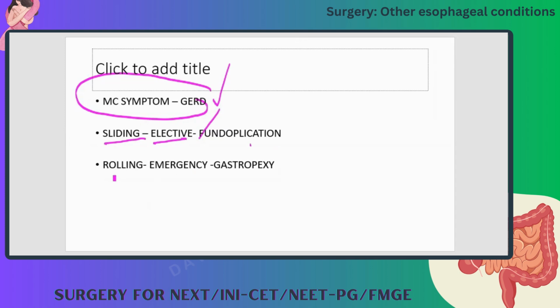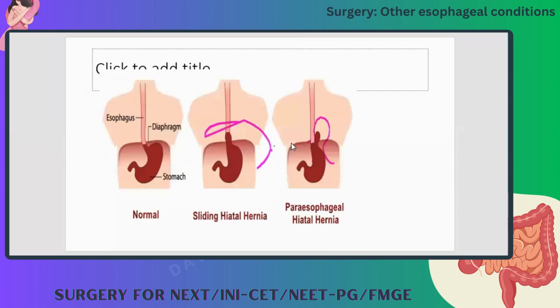Whereas rolling hernia, that is paraesophageal hernia, is an emergency, because this part of the stomach which went inside can get necrosed. So we have to do a gastropexy immediately. We have to fix the stomach. Clear? Sir, so rolling is the fundus of the stomach getting herniated. Yeah, rolling is the fundus. Sliding is the esophagus itself, the gastroesophageal junction. So this is an emergency procedure. This is an elective procedure.